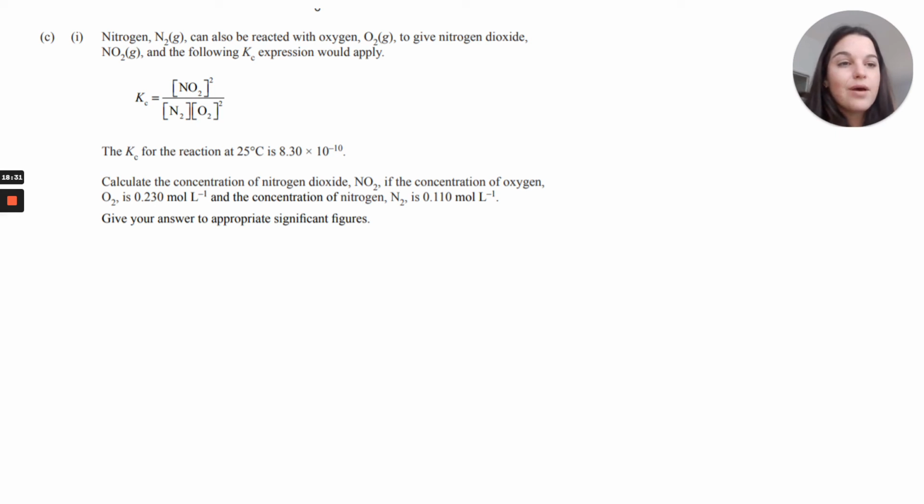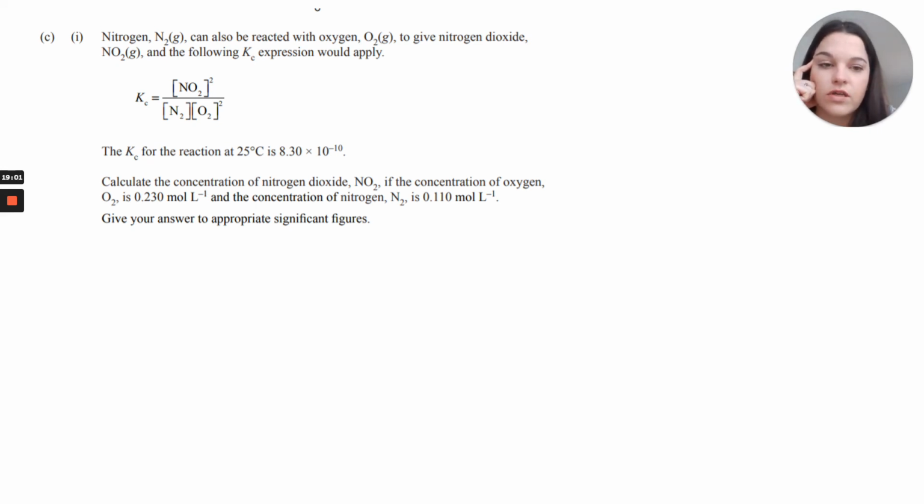Okay, a higher excellence kind of level question is rearranging this equation. So if you're not so great at algebra, you're going to need to practice this a lot before the exam. Nitrogen can also be reacted with oxygen to give nitrogen dioxide, NO2, and this is the Kc expression. They've given us the value at 25 degrees, which is 8.3 times 10 to the power of minus 10. So that is a very small number.